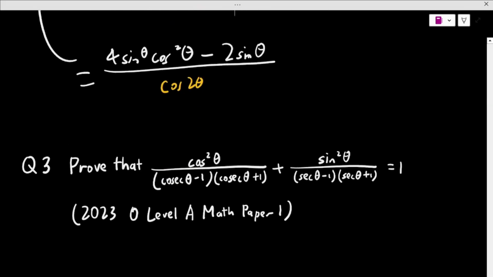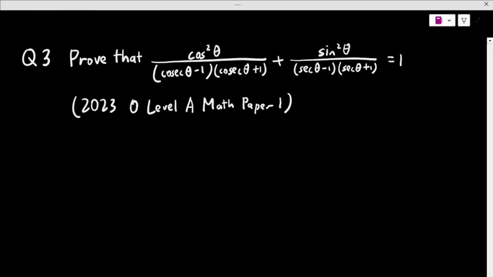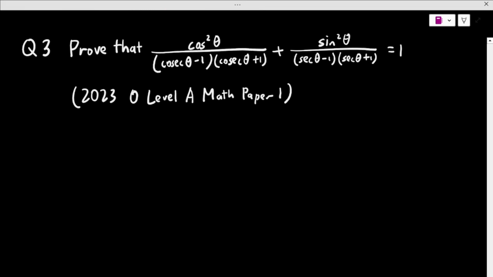Alright, last part. We are going to be proving that cosine square of theta over cosecant theta minus 1, cosecant theta plus 1, plus sine square of theta over secant theta minus 1, secant theta plus 1 is all equal to 1. This is from 2023 O-Level A Math Paper 1. Alright. We first see that the left-hand side is a lot more complicated, so let's start with that.